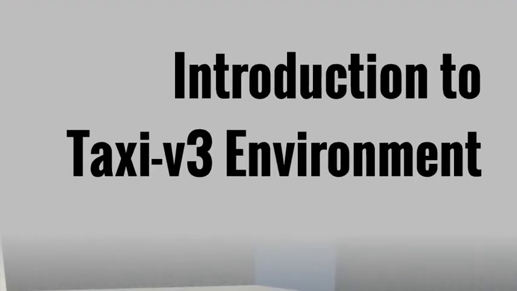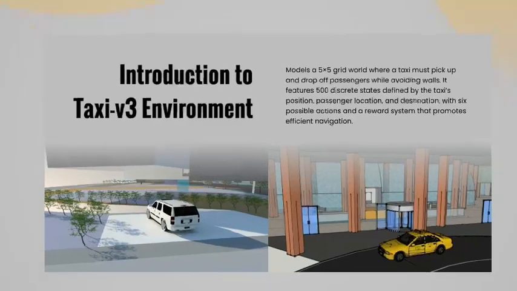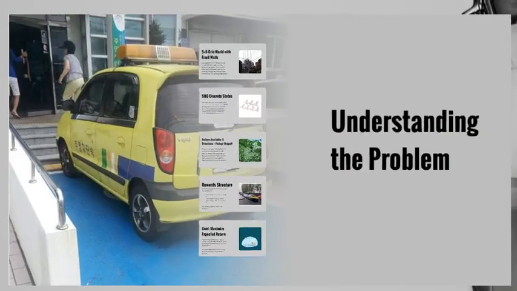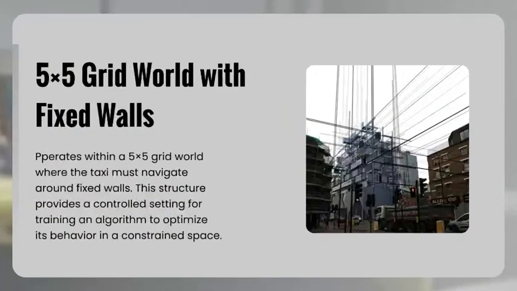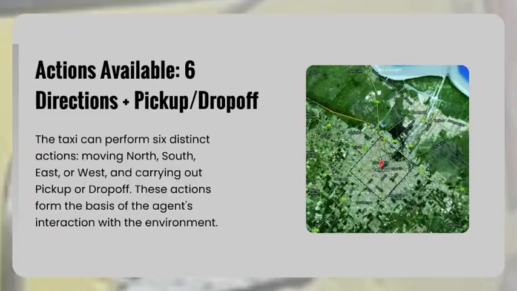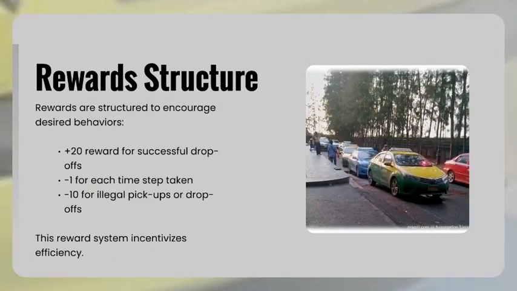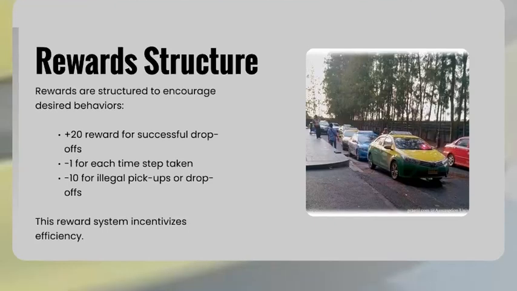Taxi V3 is a classic 5x5 grid world where a taxi must navigate around fixed walls, pick up a passenger from one of four locations, then drop them off at a designated destination. There are 500 discrete states. That is a state that incorporates taxi position, passenger location, and destination. And six actions that include north, south, east, west, pickup, and drop off. Rewards are plus 20 for successful drop off, -1 per step, and -10 for illegal pickups and drop offs. The goal is to learn a policy that completes the ride efficiently.